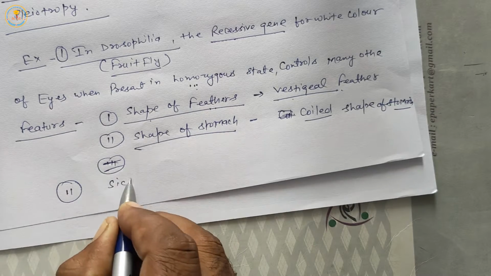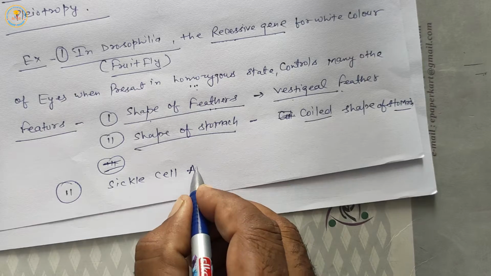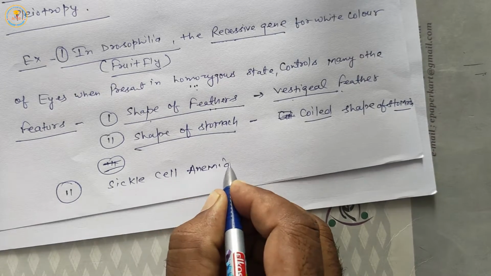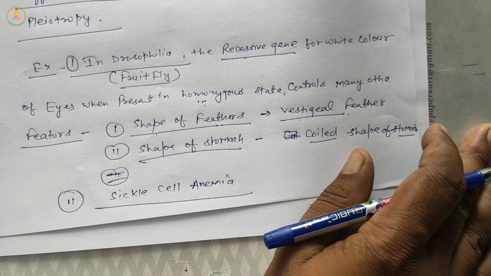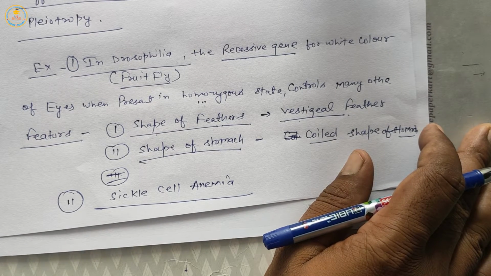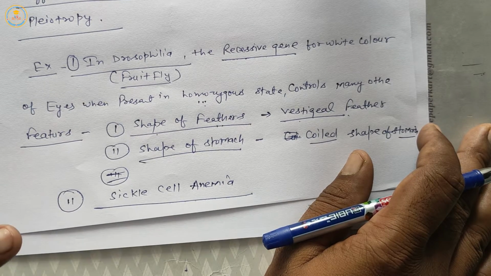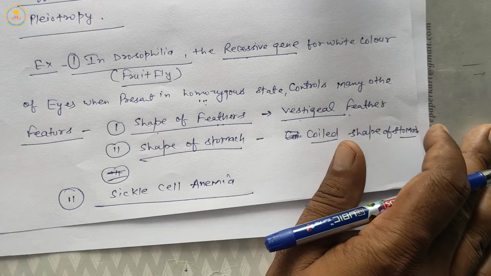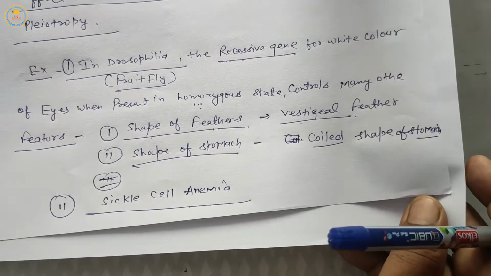Second is sickle cell anemia. It is another example of pleiotropy. We will study it in detail in the next chapter, where we study examples of gene mutation. So the second example is sickle cell anemia.